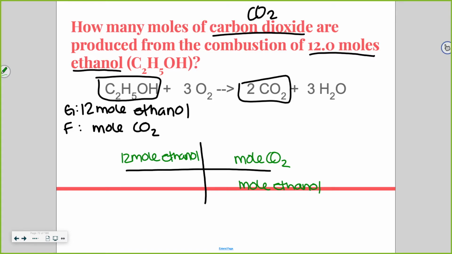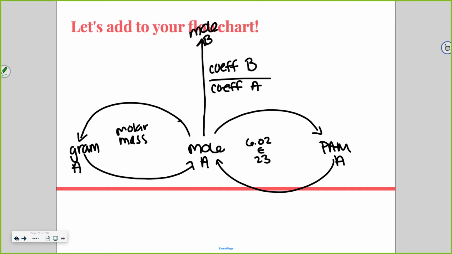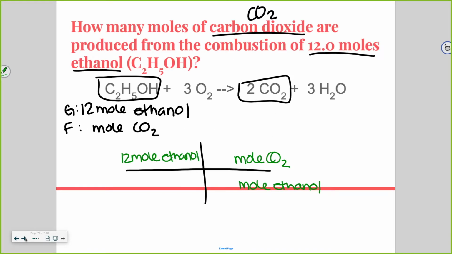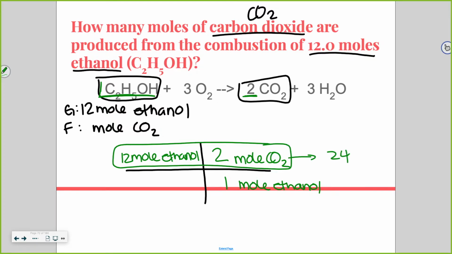But I need numbers here. Where did we say those numbers come from? The coefficient. See, there's your B and your A. B is what I want to find. What is the coefficient of CO2? 2. What is the coefficient of ethanol? There's nothing, so what is it? 1. 1 mole of ethanol. And you're done. You just need to multiply across. 12 times 2 is what? 24, over 1 mole of ethanol. So 24 over 1. I am going to be able to produce 24 moles of what?